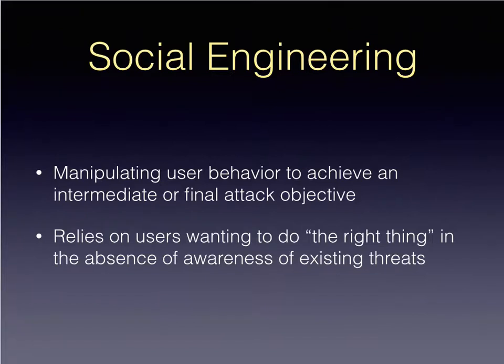Social engineering is manipulating user behavior to achieve an intermediate or final attack objective. It can be done with a phone call. It can be done by standing in front of somebody at their desk. It can be done with email, but it always relies on users wanting to do the right thing or being afraid not to comply for some reason, and usually in the absence of awareness of existing threats. And absence of awareness of existing threats is usually caused by a lack of training by the organization.